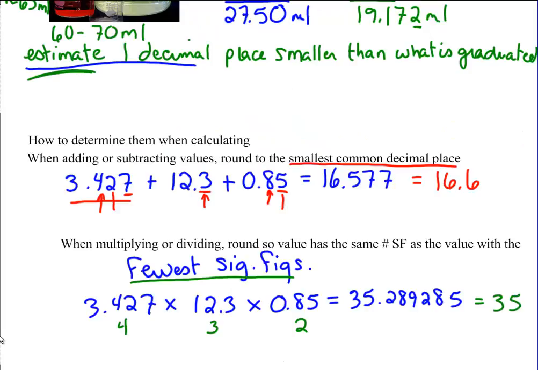Now when I have both types of operations in one set of calculations, I work from the inside out. So whatever's inside my parentheses, I do those operations first, get that number to the correct sig figs, and then move on to the next type of operation.